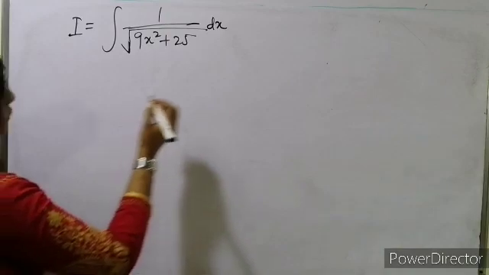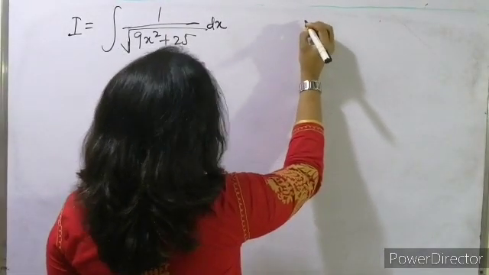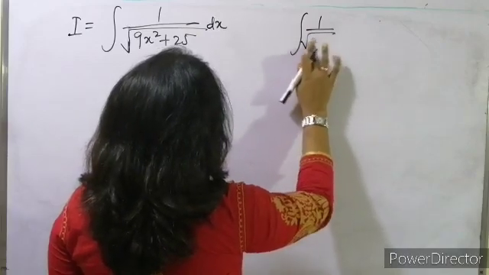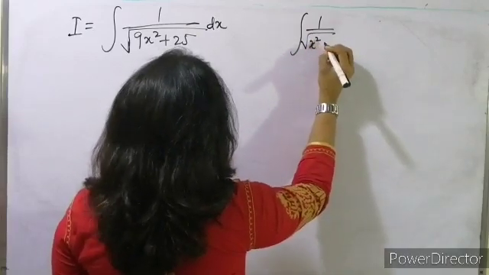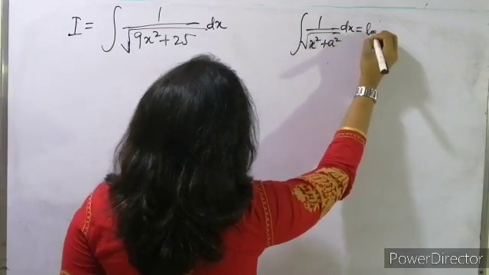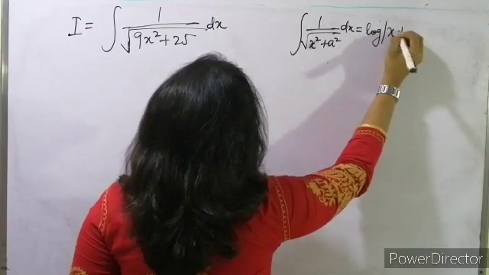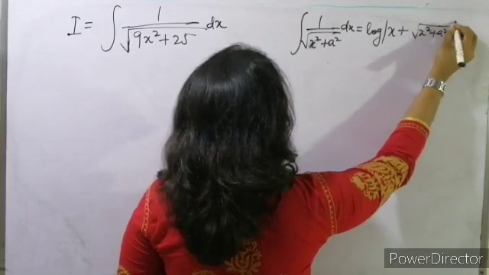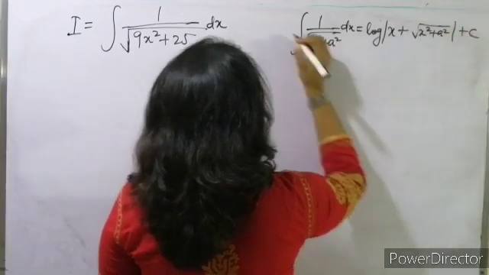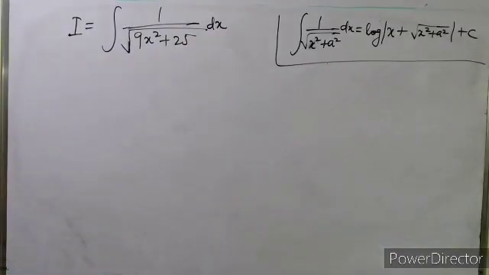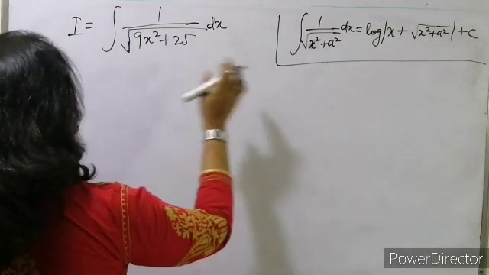See, first of all we'll write the formula. When we have to integrate 1 / square root of x square plus a square dx, what value were we getting? Log of x plus square root of x square plus a square, plus c. So this was our formula, and based on this formula we have to find out the value.